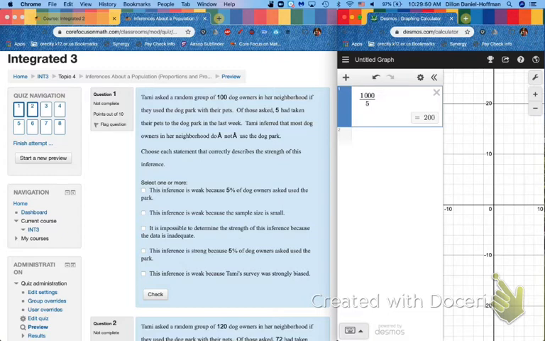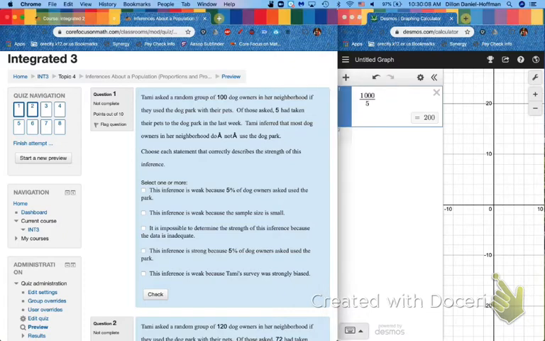But this first problem, we only have 100 dog owners. They don't tell us how many people live in the whole town, so we don't have to worry about that. Instead, we just know that this extremely low amount, or 5% of dog owners, use the park. Well, 5% is really small, and it's really obvious that they don't use this park. So it's a strong inference. That's this third one for me, because it's really low. Now, some of you might have a really high number here, like 95%. That's also a strong inference because it's not close to half.